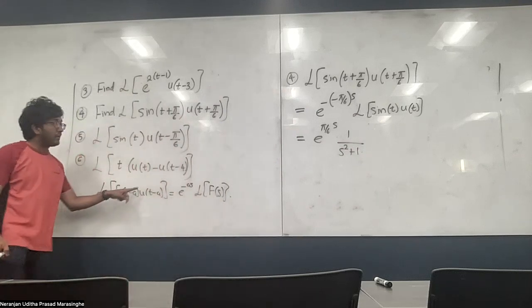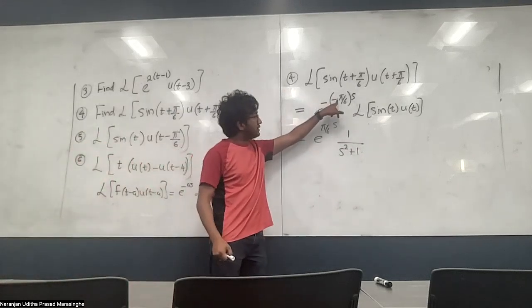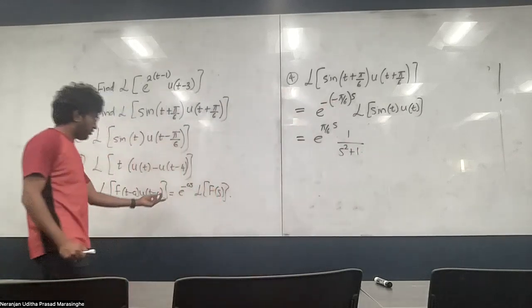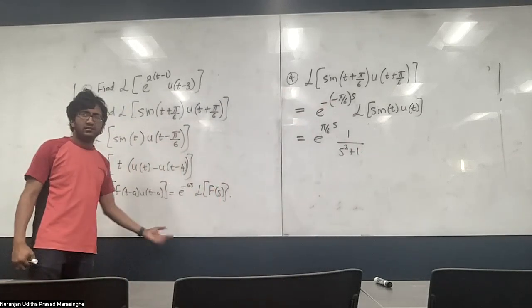Definition, right? Instead of a, I had negative pi over 6. So instead of a, I plug negative pi over 6. That's what I did, right?